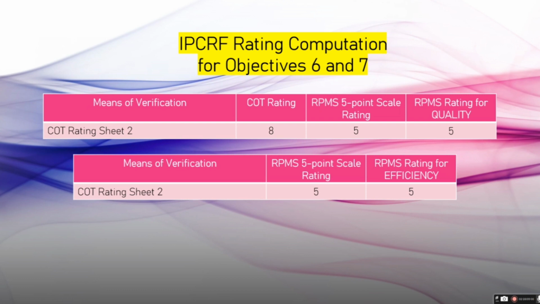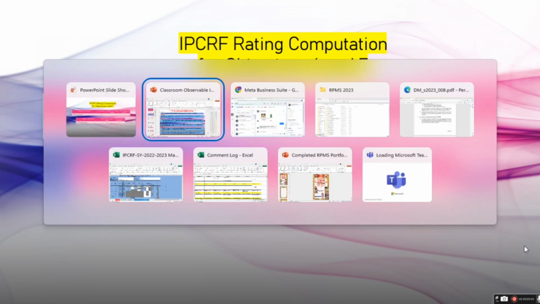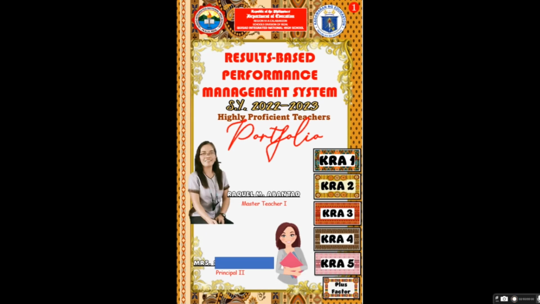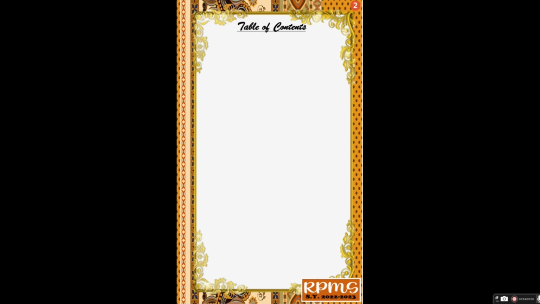And now, we are ready to transfer our MOVs sa ating RPMS portfolio. For this presentation, pinili kong gamitin ang ating RPMS portfolio Ethnic Gold. Okay? So, this is our portfolio. There you go. Ayan yung ating first page. The second page is the table of contents. Wala pang nakalagay kasi hindi pa natin nabubuo.